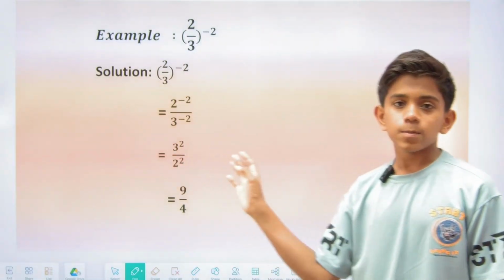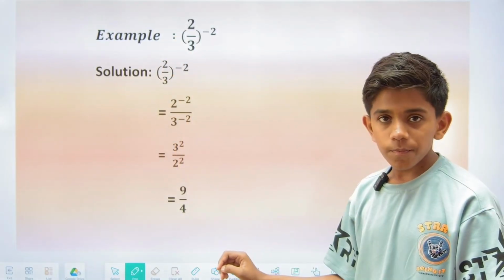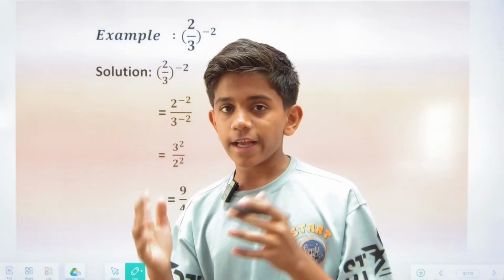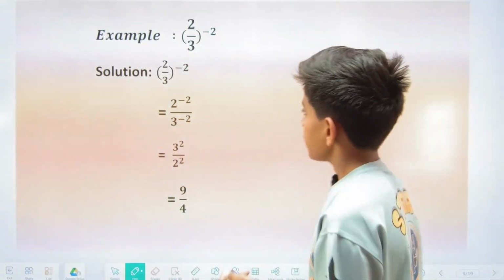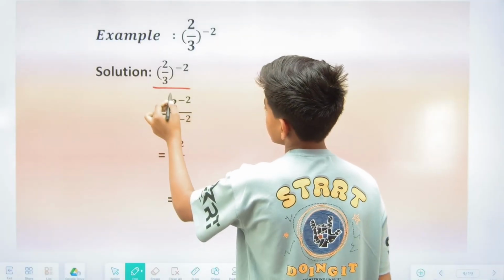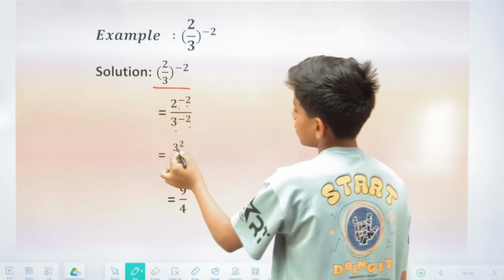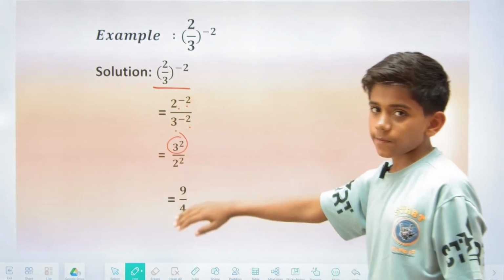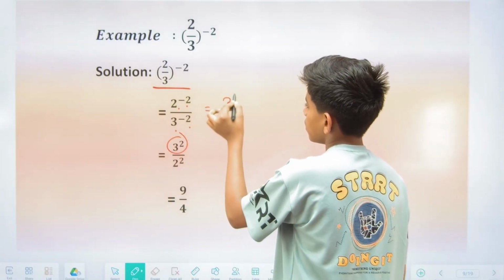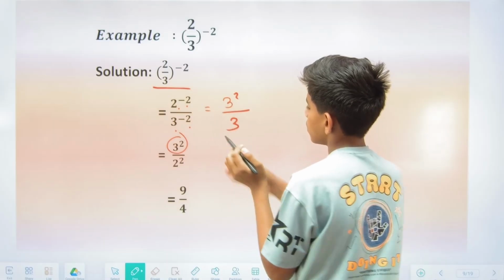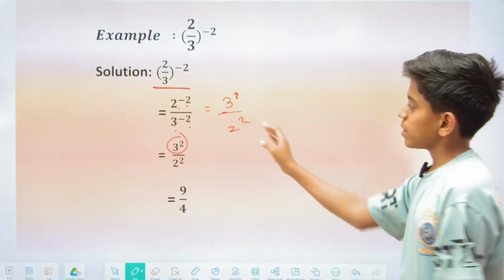Now here we have some examples. 2 by 3 to the power minus 2. So what will you do? As I told you, when there is a fraction and its power is negative, just take the reciprocal and make the power positive. So 2 by 3 to the power minus 2 becomes, when we take its reciprocal, the power will become positive, 3 by 2 to the power 2. So 3 to the power 2 is 9.